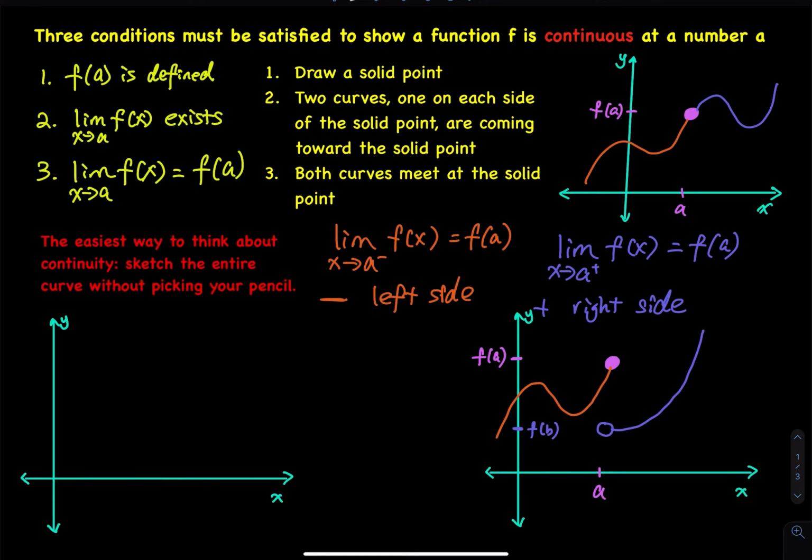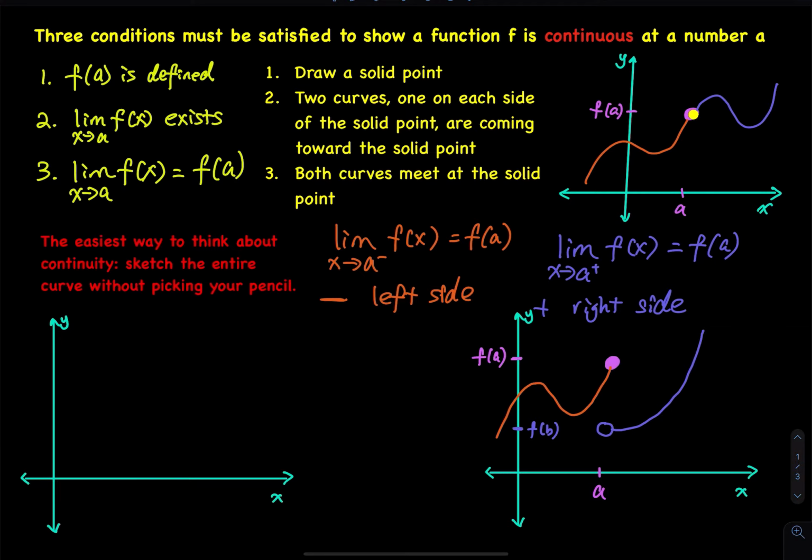And then number two is the limit as x approaches a of f of x exists. Alright, so that means we have two curves, one on each side of the solid point, coming toward the solid point. So take a look at the graph on the right hand side. So f of a is defined, so that means we have one solid point: when x is equal to a, y is equal to f of a. So that is a solid point. And then number two, the limit exists.